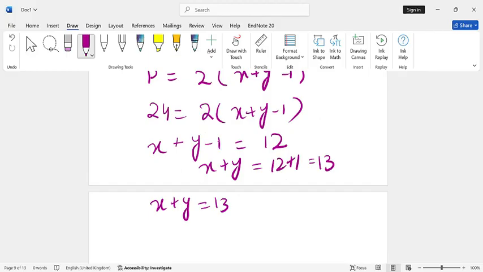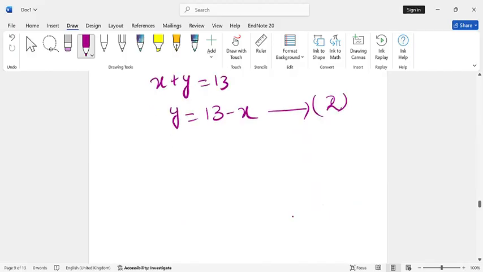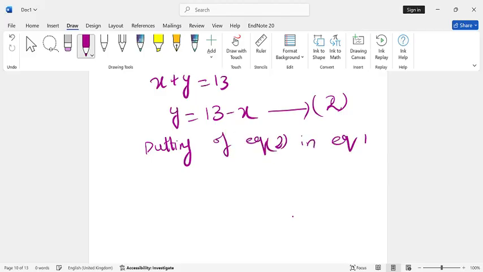So now it's your choice whether you first want to take the value of x or y. I'm going with y, all right? So I take the value of y from this equation. So we have y equals 13 minus x. So I say that this equation is 2. Now, I'm going to put the value from equation 2 in equation 1, all right? So I'm putting the values of equation 2 in equation 1.